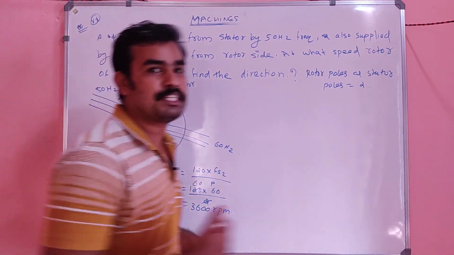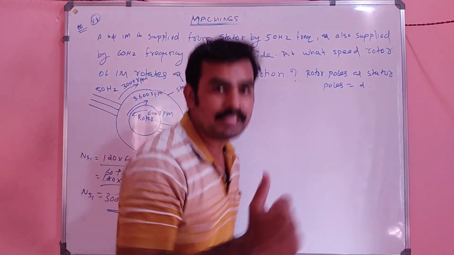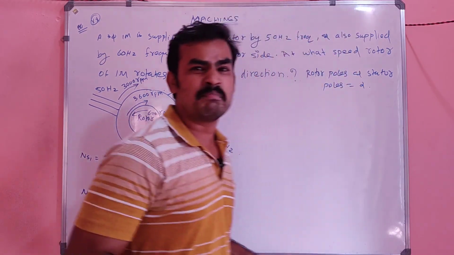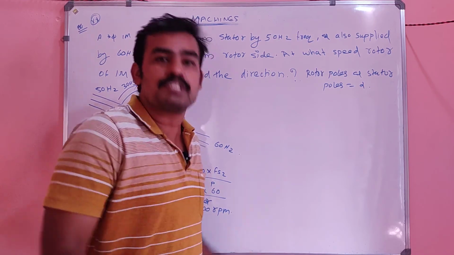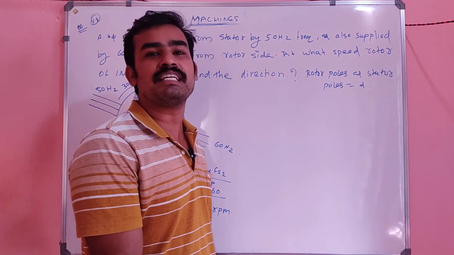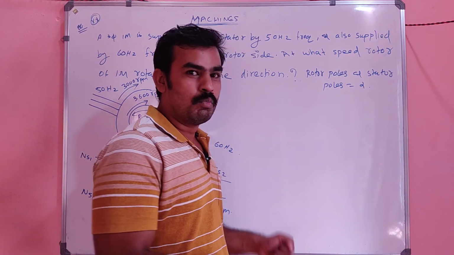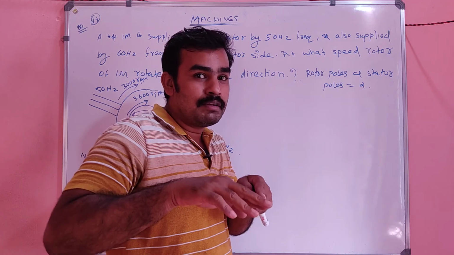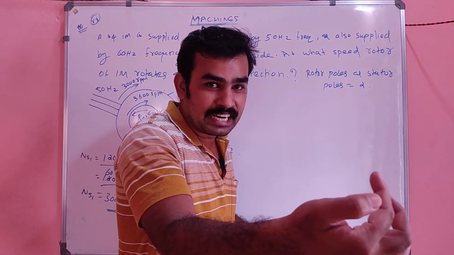So I have to catch up with that 600 rpm speed. Then only that reason will vanish. So I have to move with 600 rpm more speed. But I am stuck, because I am a stator. I am screwed on the ground, so I can't move. I am in a rigid position. So what will I do? I will forcefully rotate the rotor 600 rpm backward.